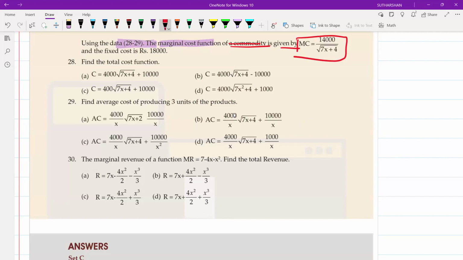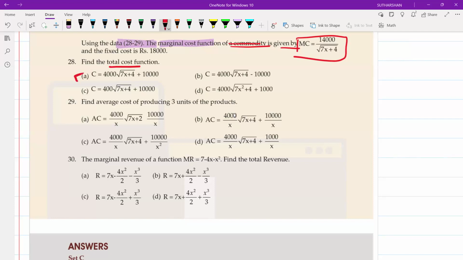So what we are going to do, I will first give you the option checking method, and then I will go with the actual regular method. Total cost function. I will take option A.